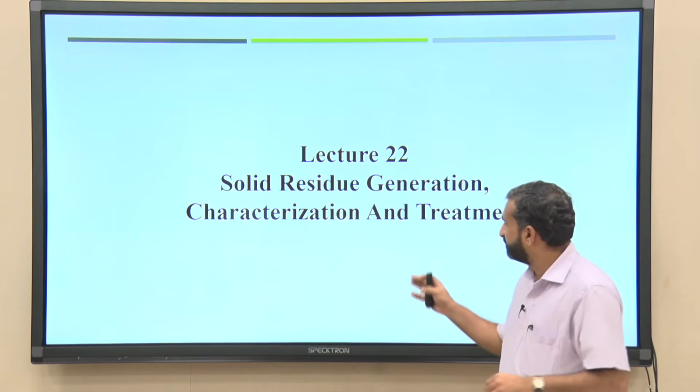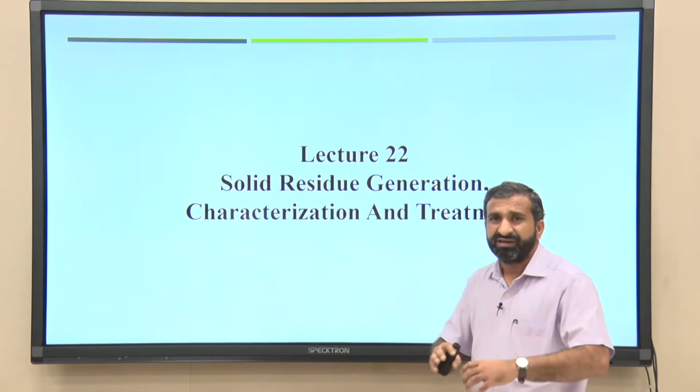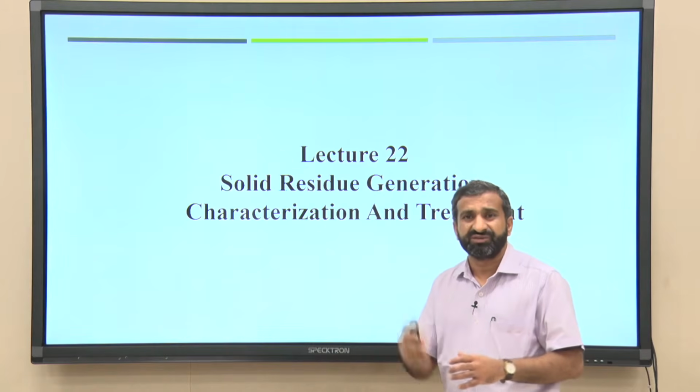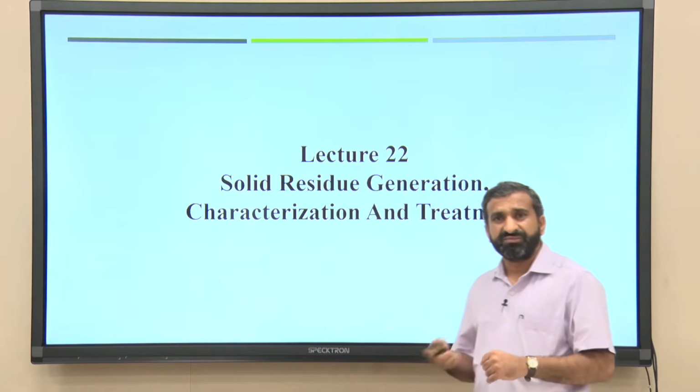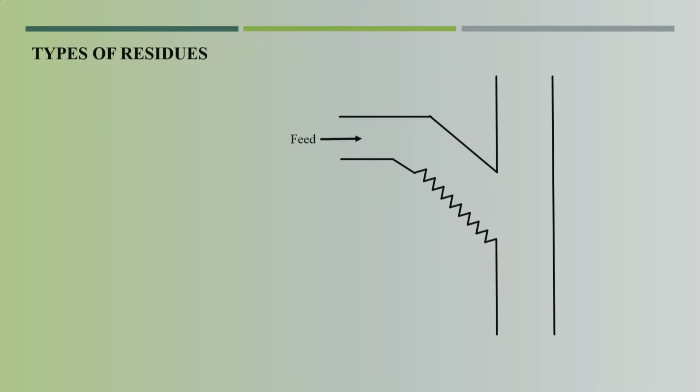So, let us start. First, I will tell about the different ways the solid residue is produced during the combustion or incineration process. Suppose this is the furnace and this is the grate. This is one kind of grate. So, the first will be the bottom ash. So, this is the bottom ash.